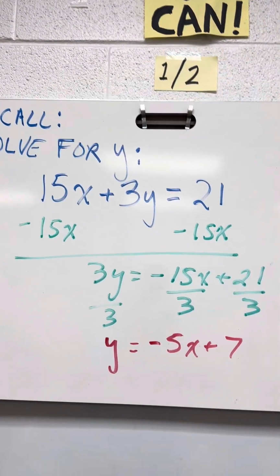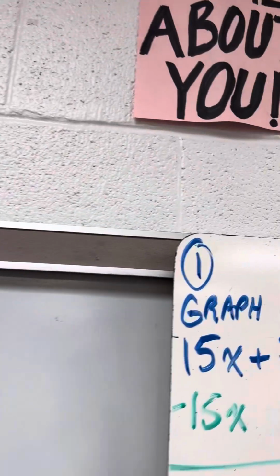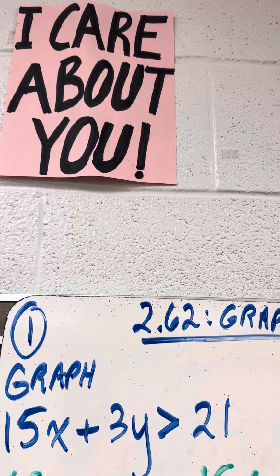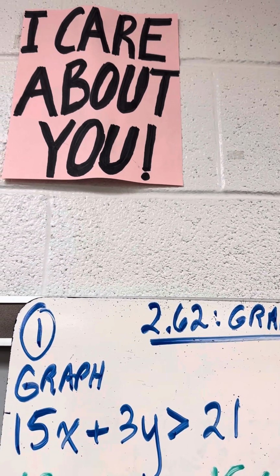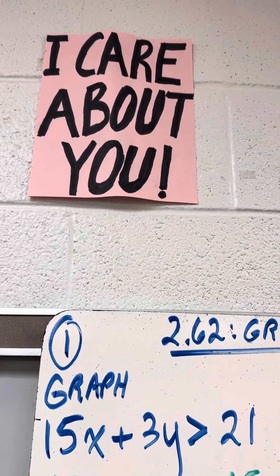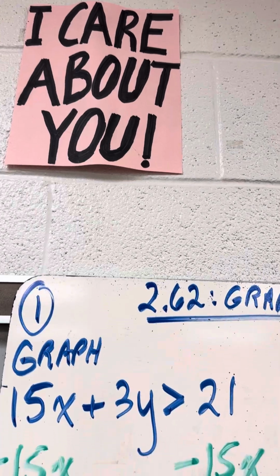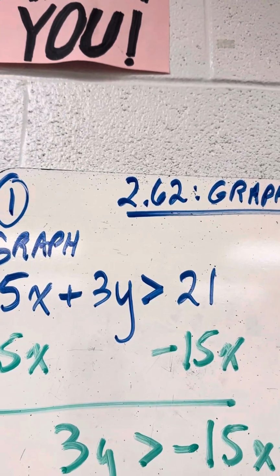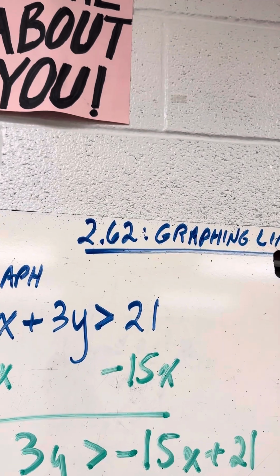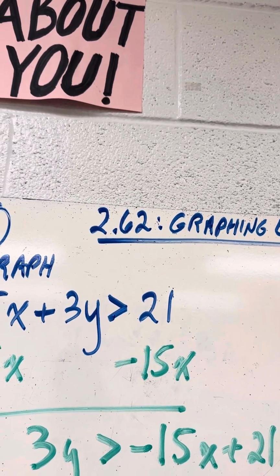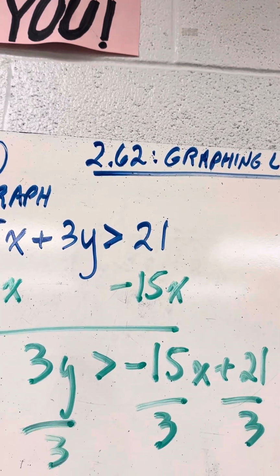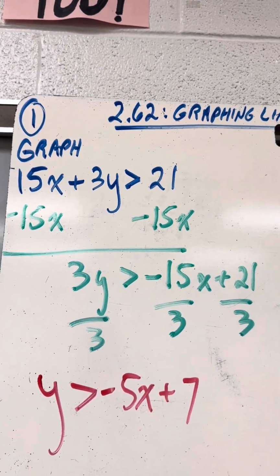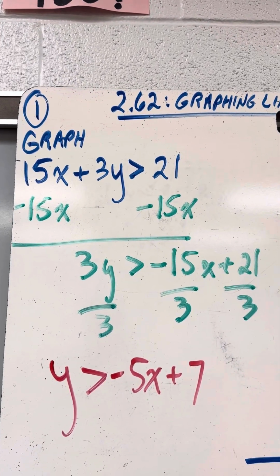With that in mind, what if we have this situation? Graph 15x plus 3y greater than 21. We're going to minus 15x from both sides. And we get 3y is greater than negative 15x plus 21. And we divide by 3. And we get y is greater than negative 5x plus 7.